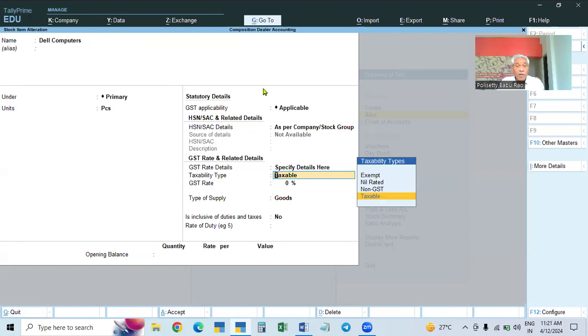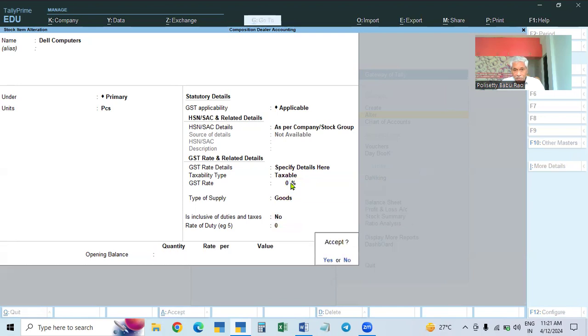And here, we are not bothered about the percentage, but whether it is taxable or not. The percentage of the goods, the tax rate, is not necessary for us because we are not collecting it. It is taxable or not because we have to pay to the government. That is why take it as taxable. And it will ask you the date also. If it asks the date, give the beginning of the year, or when your business is registered under the composition scheme, give that date.